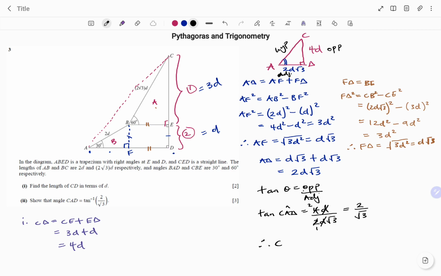Therefore, to find angle CAD, I'm going to find the arctan of both sides. So that will be arctan in bracket 2 over root 3.